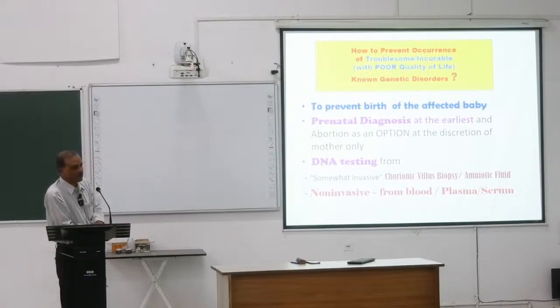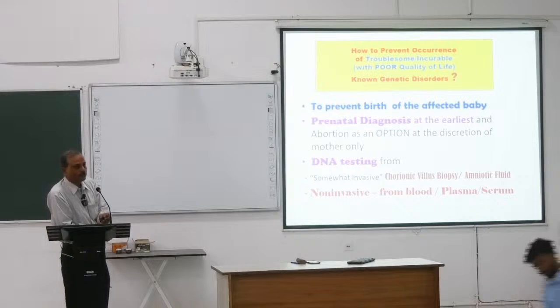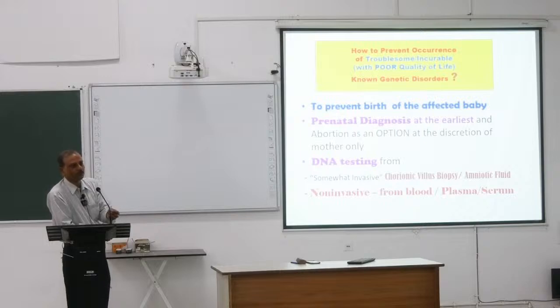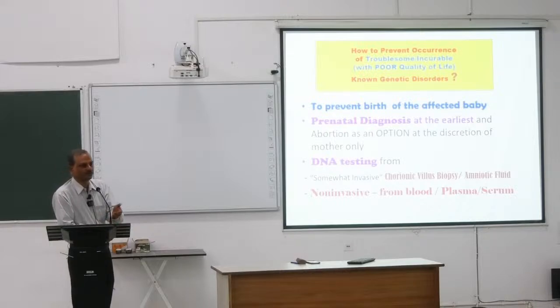So, DNA testing from a somewhat invasive chorionic villus biopsy. Some part of the chorionic villus has to be taken, a biopsy has to be taken, and the DNA has to be analyzed, whether the DNA contains that affected gene or not. If the gene is affected, then the disease is diagnosed, and options will be given to the mother whether she wants the abortion or she wants to continue with the pregnancy.